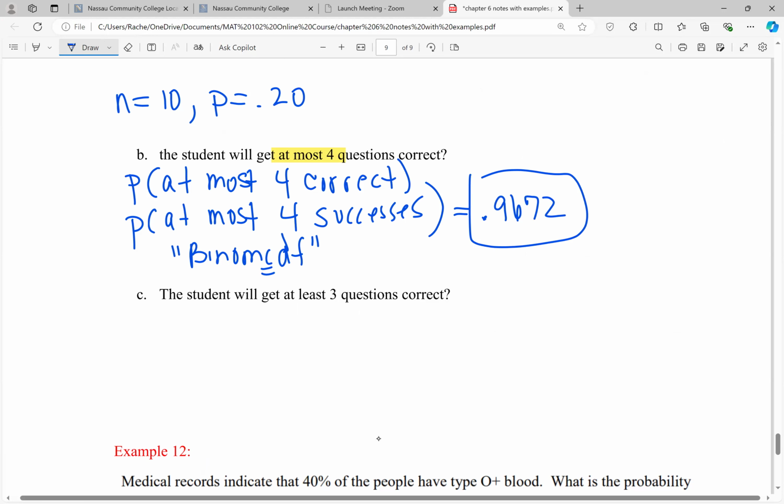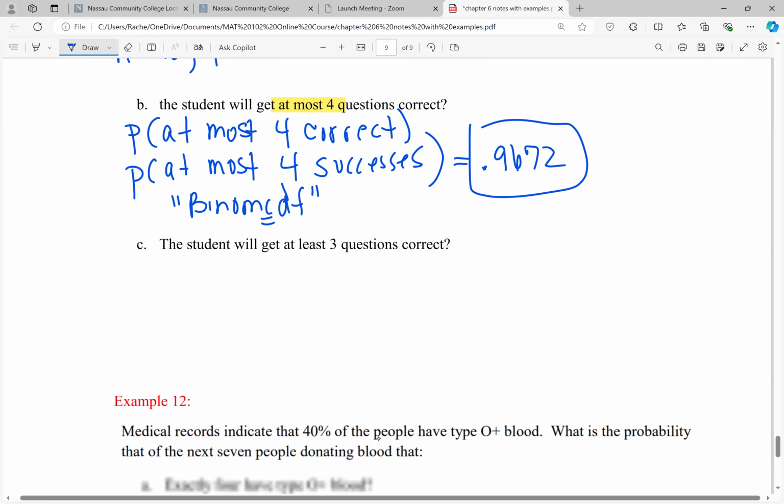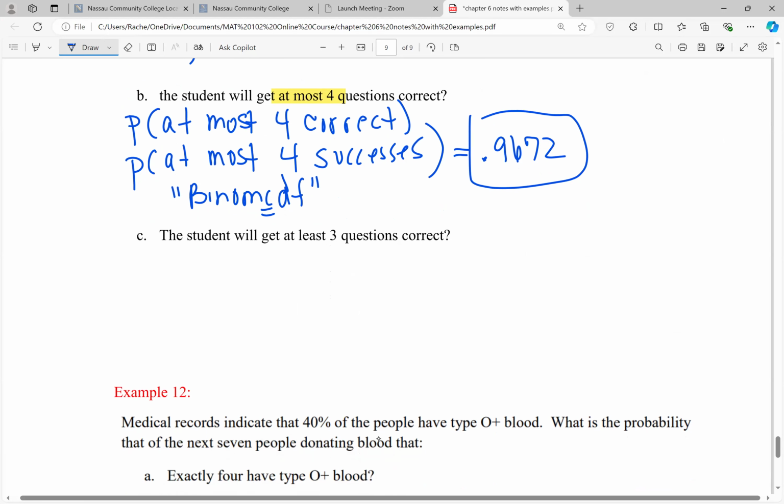So let's do part C. Part C says, what's the probability that the student will get at least 3 questions correct? Now, here's the thing. We only have 2 functions in the calculator. We have binom PDF, which is for exact amount of successes, and binom CDF, which is for at most. We don't have a binomial function in the calculator for at least. But what we could do is manipulate the at most to figure out at least.